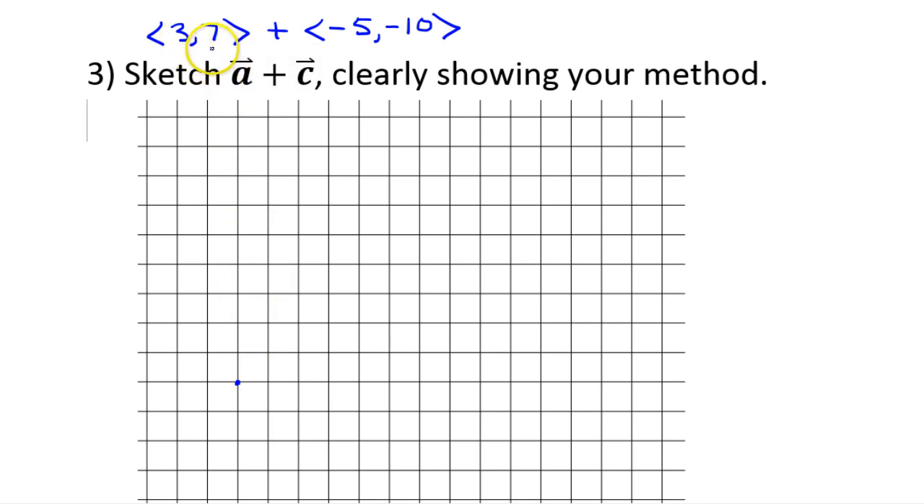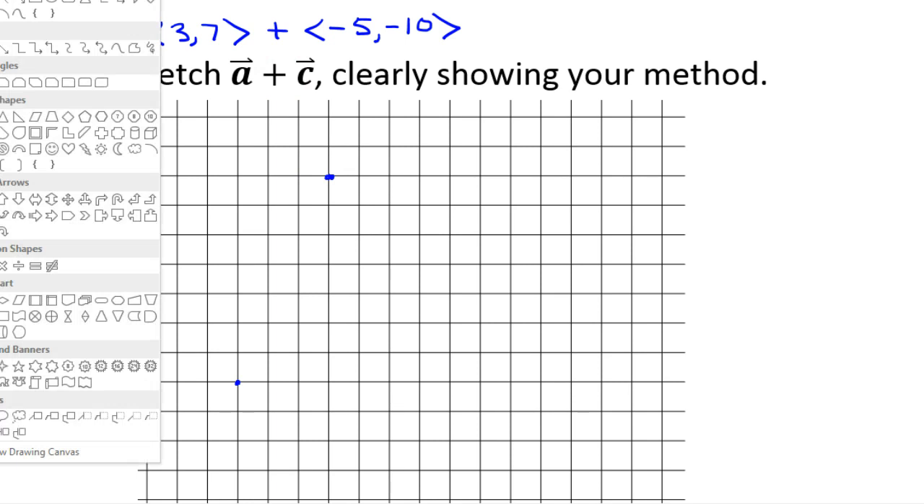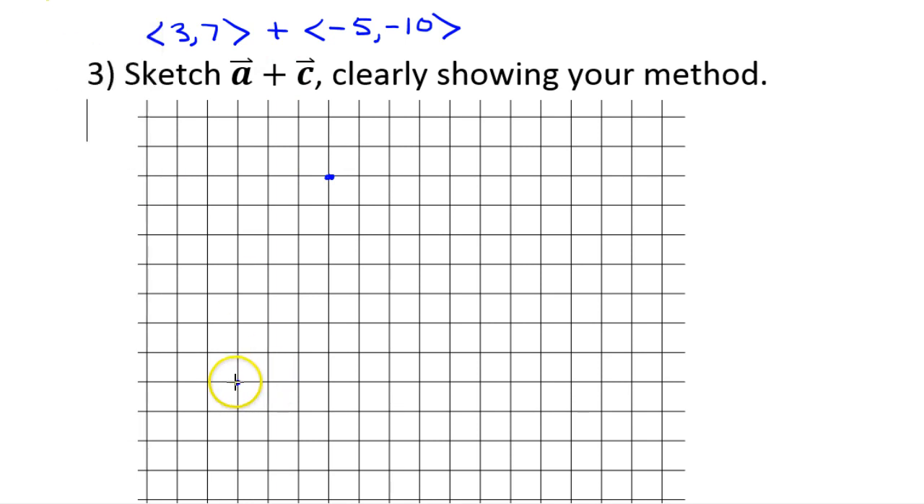Because of the 3, 7, this means I will go right 3 and up 7 from here. So if I go right 3 and then up 1, 2, 3, 4, 5, 6, 7, this will be my terminal point. So now I will go ahead and draw vector A from the initial point to the terminal point. Okay, so there's vector A.